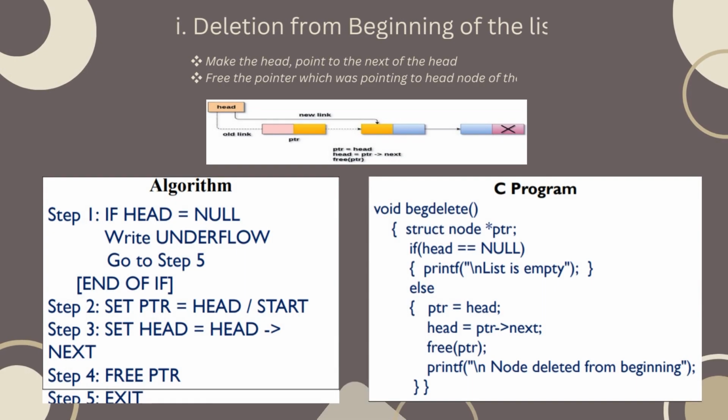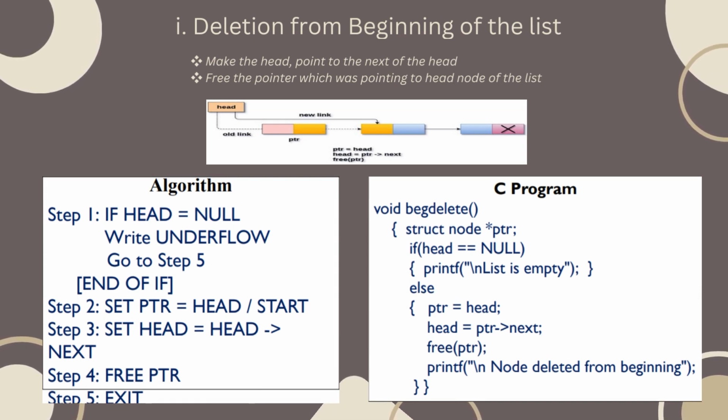Make the head point to the next of the head. Free the pointer which was pointing to the head node of the list. That is, when an element has to be deleted from the first position of the linked list, then head has to point to the next, second node and the first node will be freed out.